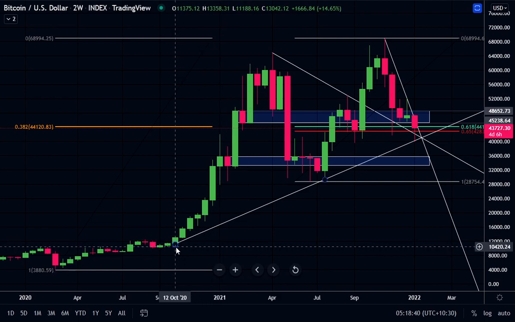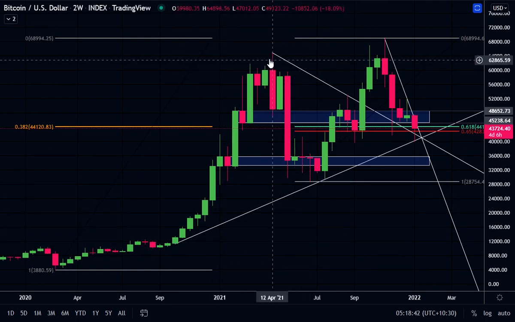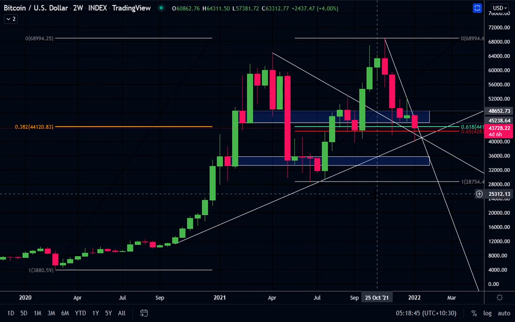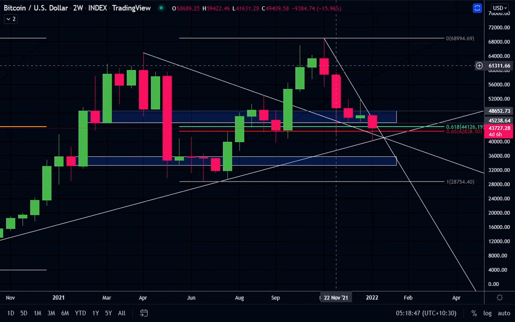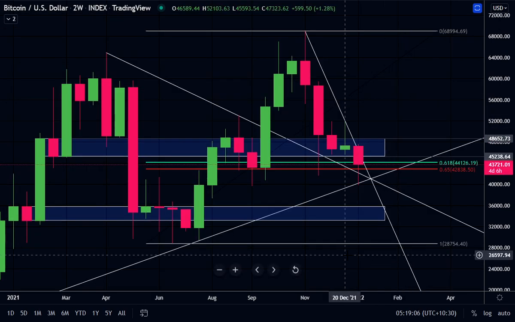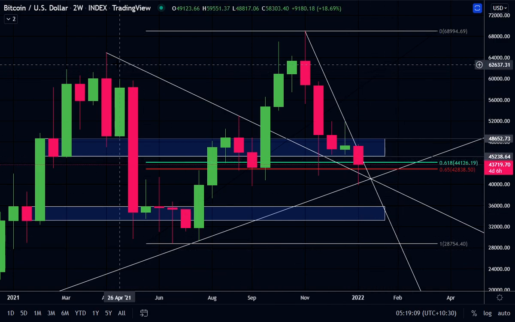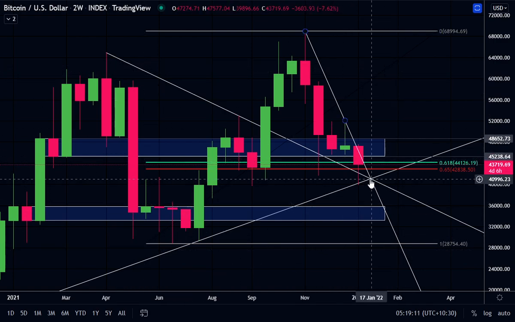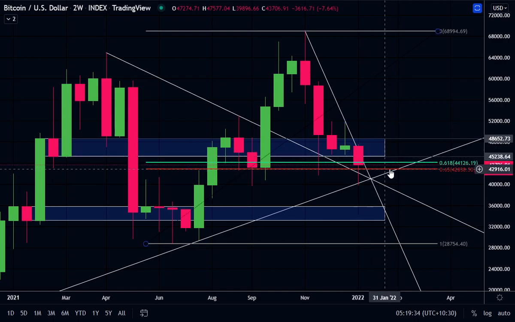We also have a couple of trend lines drawn. This bottom trend line here connecting the overall lows, this trend line connecting these two highs, and a trend line connecting the 69k high with this previous attempt to push higher. What's interesting here on the 2-week chart is that all three of these lines pretty much intersect at the same point, in line with our next 2-week candle. The intersection of these three lines occurs at around 41,200.